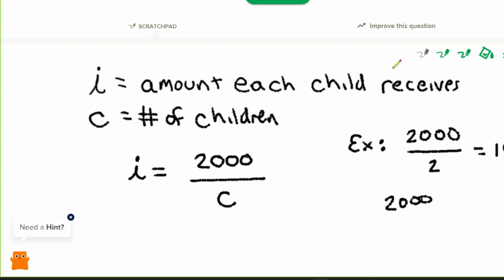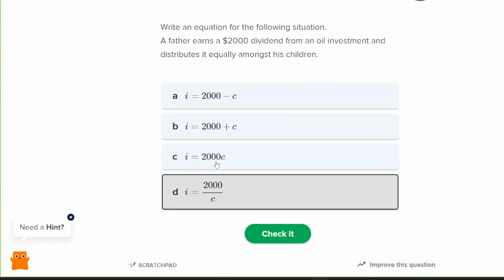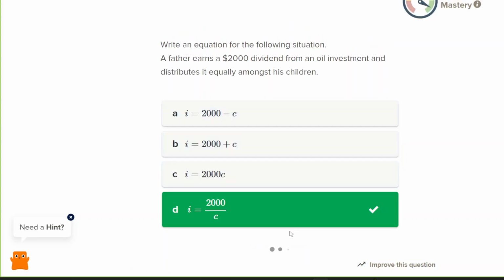Or say the person had 4 children. 2,000 divided by 4, that's 500. So each of the 4 children would get $500. Okay, my apologies. That was a little off screen here. But still, 2,000 divided by C is the amount given to each child if it's divided evenly.